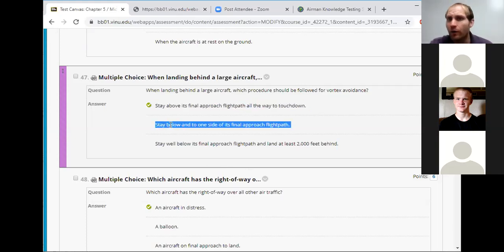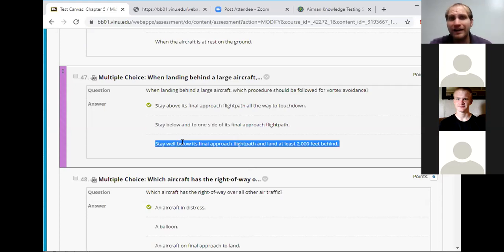Answer choice B is bad. You don't want to stay below. Answer choice C is bad. You don't want to stay well below. You need to stay above their final approach path. And that's if you're landing.